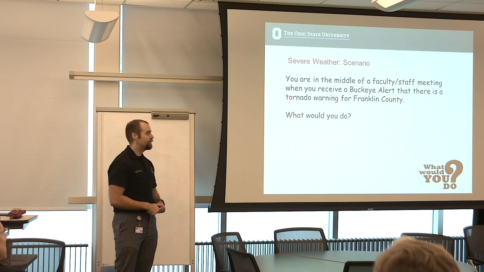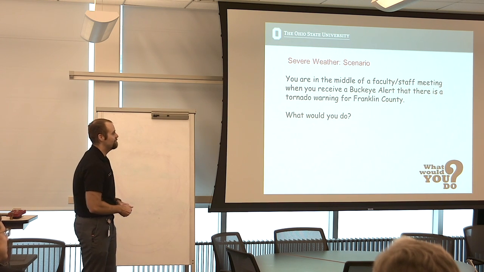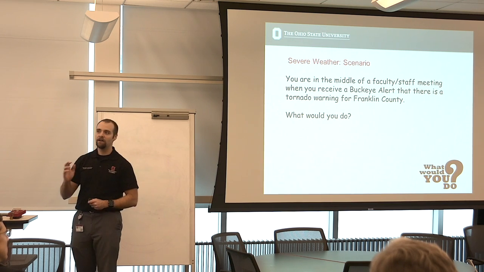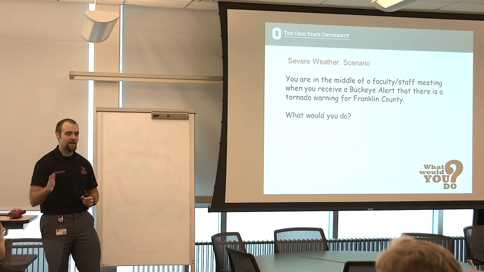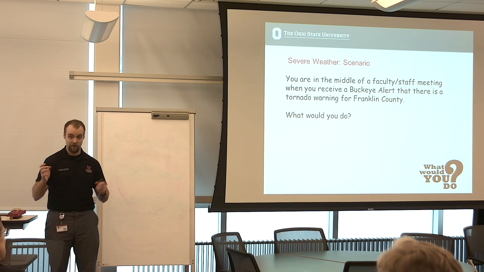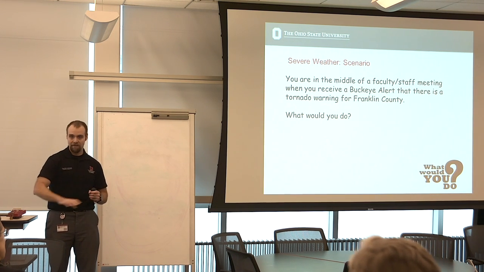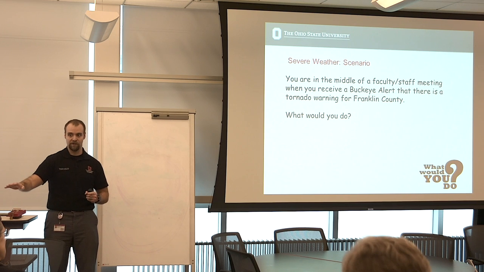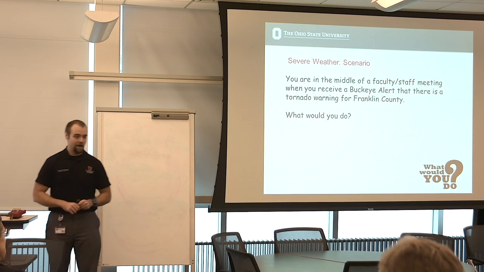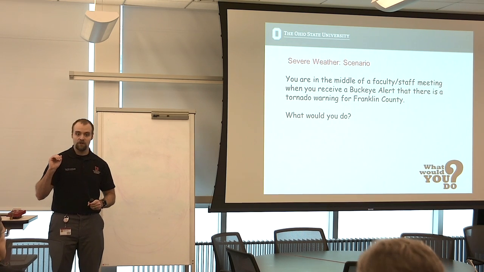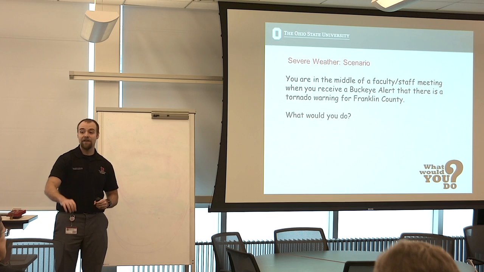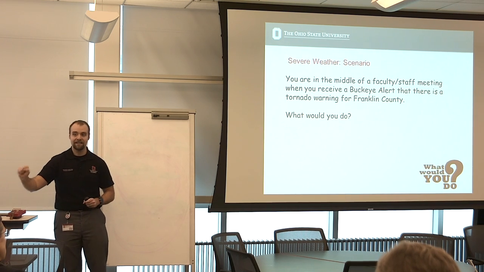So, severe weather. You're in the middle of a faculty staff meeting when you receive a Buckeye Alert that there's a tornado warning for Franklin County. The way Buckeye Alert works for tornadoes and severe weather: if it's a severe weather warning, like a thunderstorm warning, it prompts an automatic email from the National Weather Service. We have no control over that because we're a storm-ready university. If it's a tornado watch, automatic email. If it's a tornado warning, automatic text.